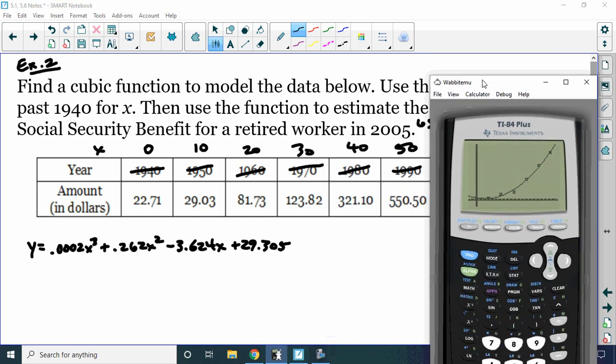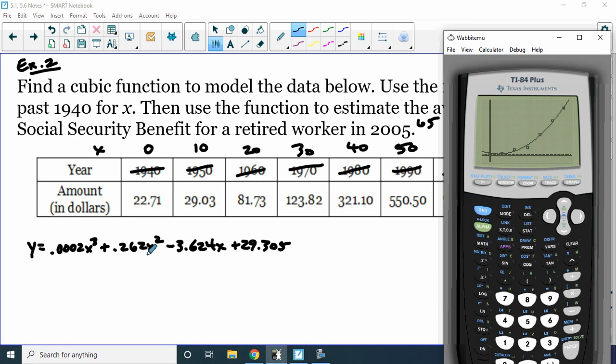To answer the question, what the average monthly income would be in 2005, that is 65 years past 1940. We want to plug in 65 for X. If you're going to just plug it into the equation, you want to write down more decimals than just 3 here. I would probably write down most, if not all, of the decimals that we get right here. Or another way you could do it is to look at your table. So second graph pulls up my table. I want X to be 65.